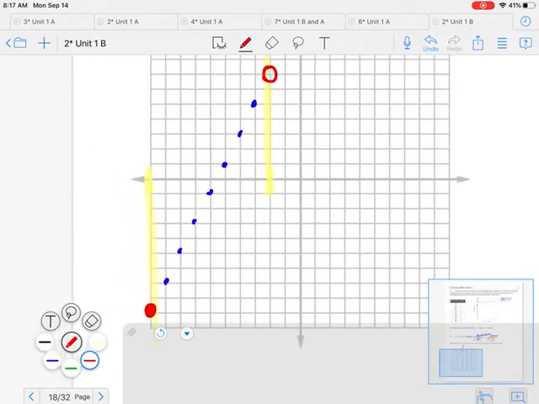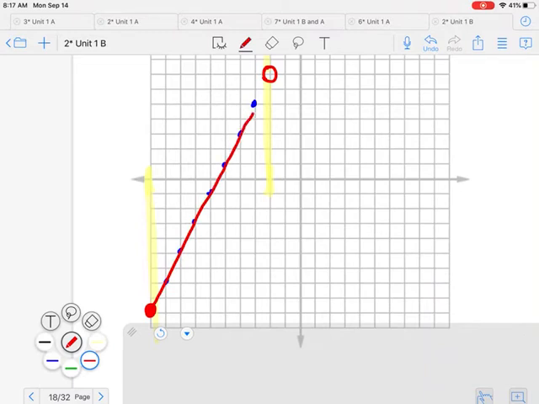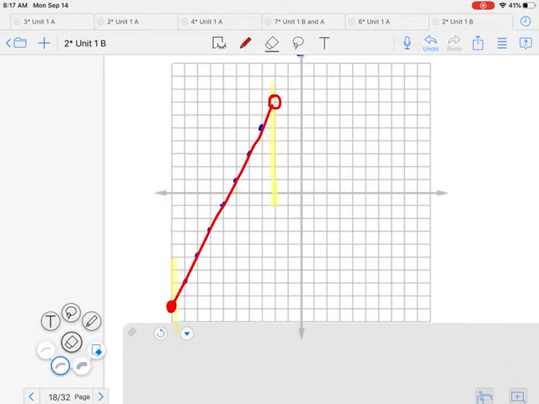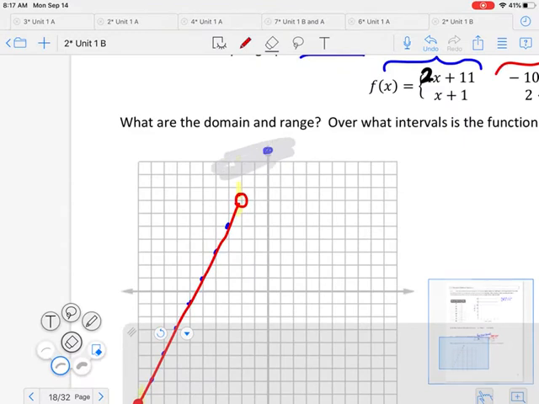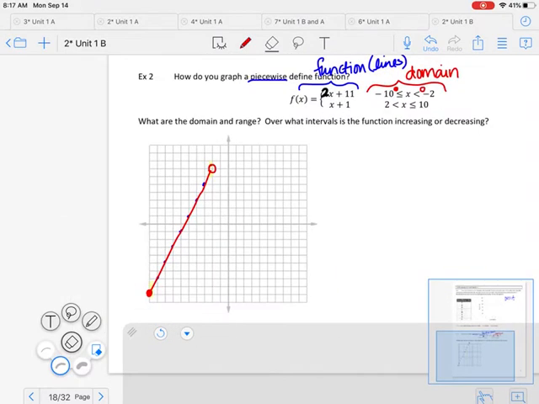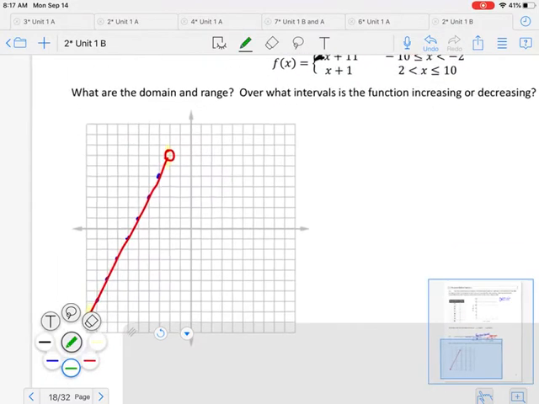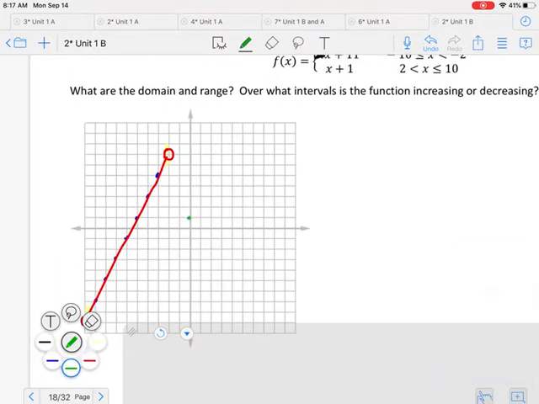And now I'm going to draw the line between them, the segment I should say, and I'm going to go back and erase all of my stray marks. So when you're doing these on paper, I recommend using a pencil so that you can erase. So there's the first one, 2x plus 11 in between -10 and -2. Closed circle on -10, open circle on -2. Now let's graph x plus 1. Y-intercept is +1, and we have a slope of +1.